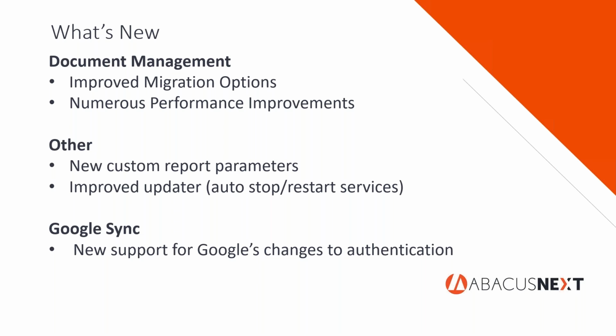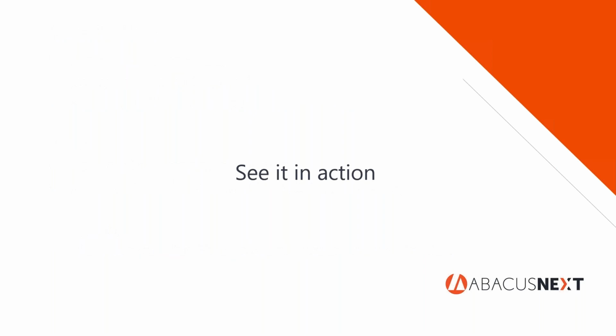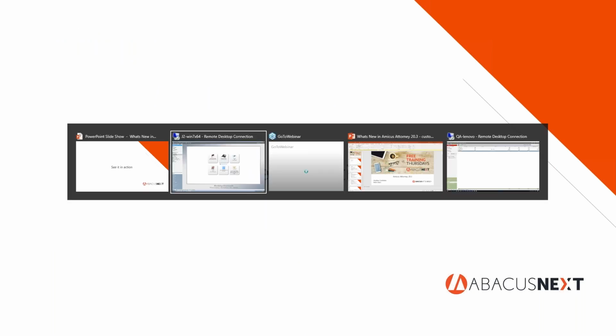And then the final bullet is that Google recently made a change to their authentication. If you are taking advantage of the Google Contact and Calendar Sync within Amicus Attorney, new users would require the latest version of Amicus Attorney, because Google has changed their authentication and we would need to update to the latest version in order to enable that for new users. But I don't want to take any more time, so let's jump in and see what this is all about right within the app itself.